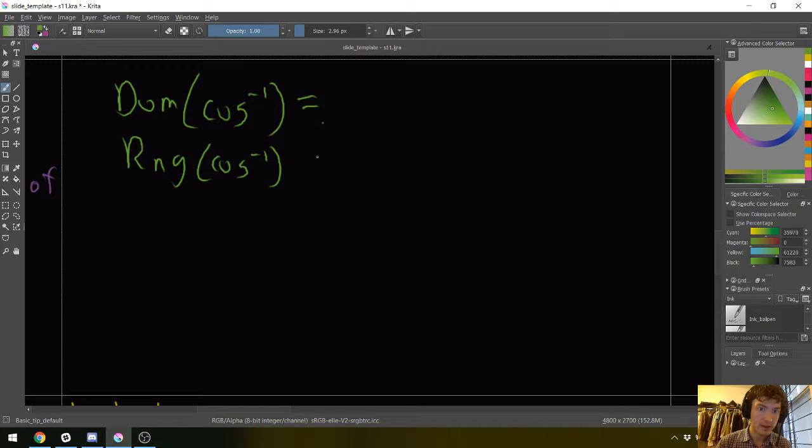I think the domain's a pretty similar argument, right? So I believe that the domain would once again be, give me a sec to think about this. This would be 0 through pi. Is that the domain or the range of arc cos?